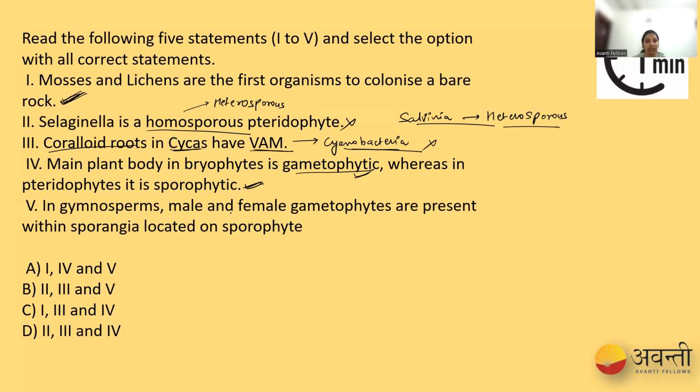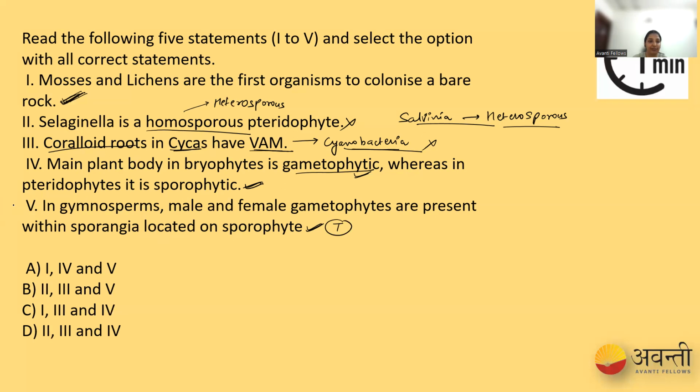In gymnosperm, the male and female gametophyte are present within the sporangia located on the sporophyte. Absolutely correct. The male and female gametophyte in gymnosperms are not detached from the main plant body. They remain associated with the sporophyte. That means the male and female gametophyte in gymnosperm do not have independent existence. They are dependent on the sporophyte. So this is also true.